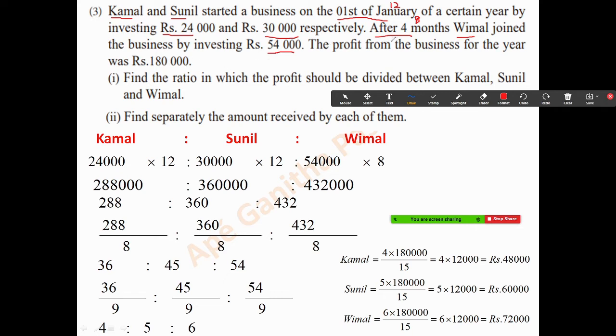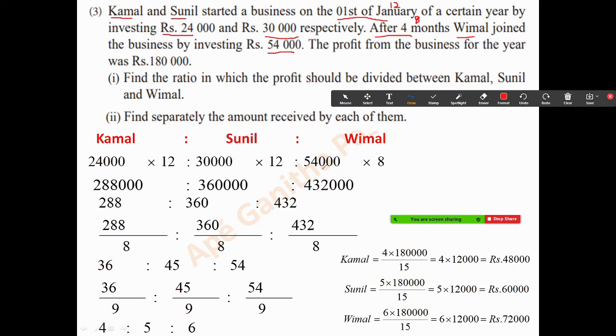Let's find the ratio first. Kamal is to Sunil is to Vimal. Kamal: 24,000 into 12. Sunil: 30,000 into 12. Vimal: 54,000 into 8. After 4 months, his money was in the business 8 months. 54,000 into 8.